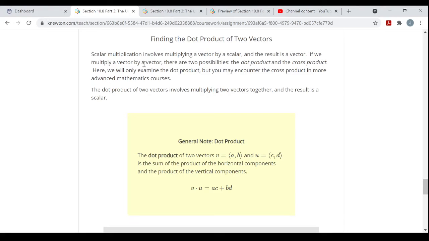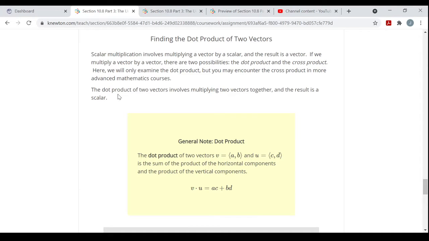If we multiply a vector by a vector, however, there are two possibilities. There's one vector product called the dot product, or the scalar product, and you'll see why in a second. And there's another one called the cross product, which we won't get into. Here, we will only examine the dot product. But you may encounter the cross product in more advanced math courses, like if you eventually get to Calculus 3, vector calculus.